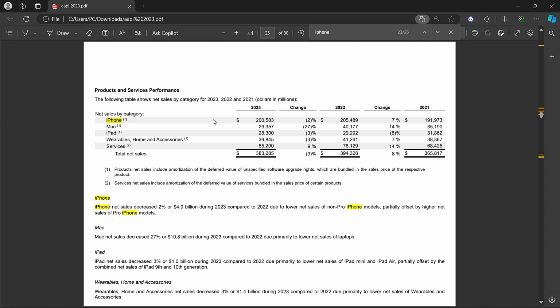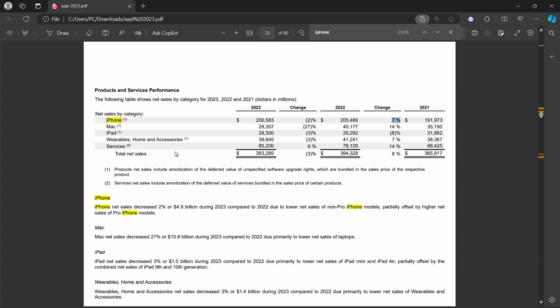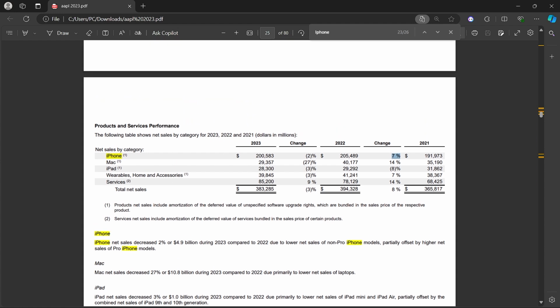So this means Apple made $200 billion in iPhone sales in the year 2023. Yeah, you can see $8 billion. So there was a reduction of 2% yearly change from 22 to 23, but from 21 to 22 there was an increase of 7%. That's it. Allow me to show you another company, now a service company.